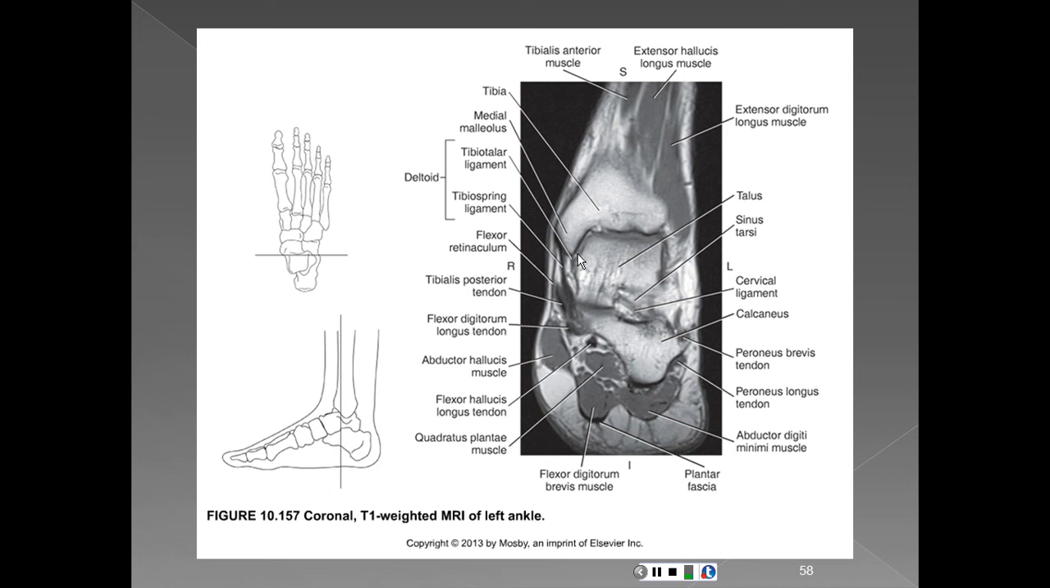Okay, coronal T1 weighted MRI of the left ankle. Again, fibula, talus, calcaneus, the quadratus plantae muscle, but we talked about the flexor digitorum brevis muscle and the plantar fascia, abductor digiti minimi muscle, the sinus tarsi. Sinus tarsi is in between the talus and the calcaneus. That's where the ligament resides, the cervical ligament. But it's important to get a clear picture of that.